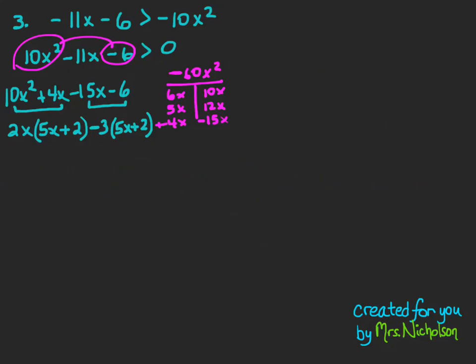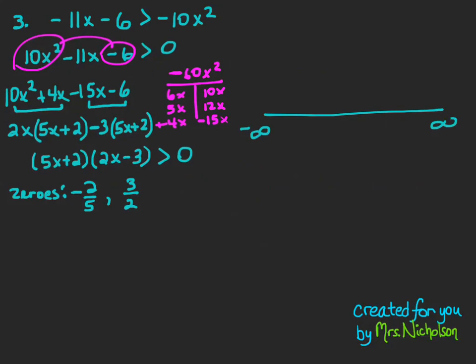And the sign is changing to positive because I factored out a negative. My two parentheses are the same, which is good. So my factored form would be 5x plus 2 times 2x minus 3. And we still want this to be greater than 0. So now that I have it in factored form, I need to identify my zeros. For the first factor, for 5x plus 2, the 0 would be negative 2/5. And for the second factor, the 0 would be positive 3/2. So now I'm ready to make my number line. Negative infinity to infinity, and negative 2/5 would be the lower number, positive 3/2 would be the higher number.